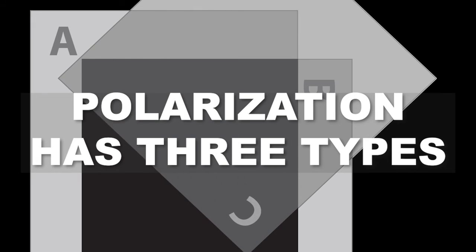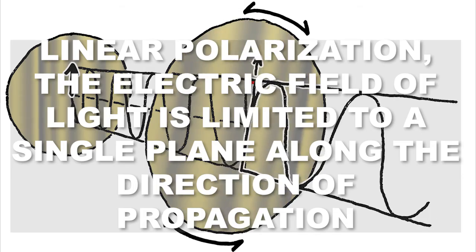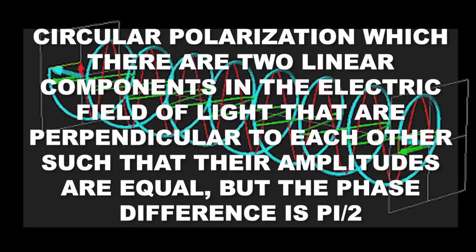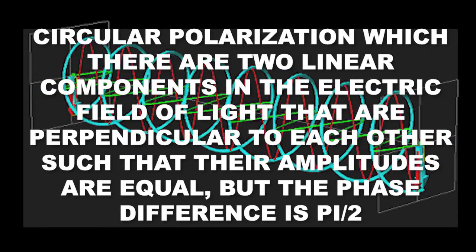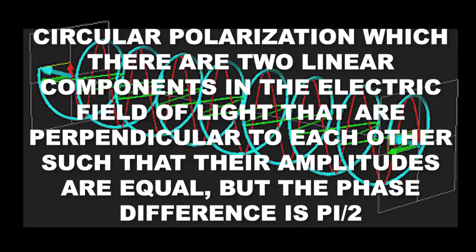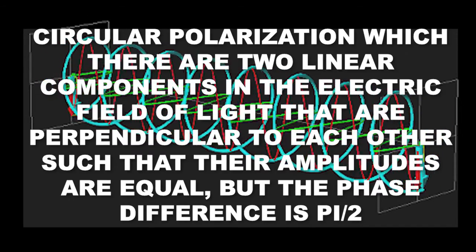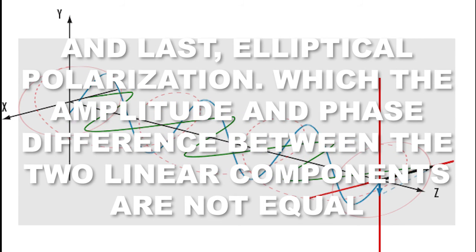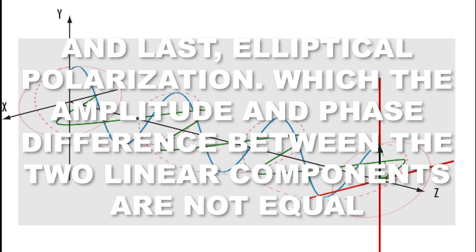Polarization has 3 types. Linear polarization: the electric field of light is limited to a single plane along the direction of propagation. Circular polarization: there are 2 linear components in the electric field of light that are perpendicular to each other such that their amplitudes are equal, but the phase difference is pi over 2. And last, elliptical polarization: the amplitude and phase difference between the two linear components are not equal.